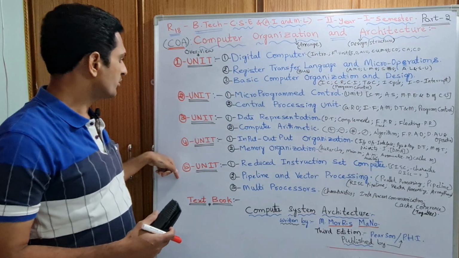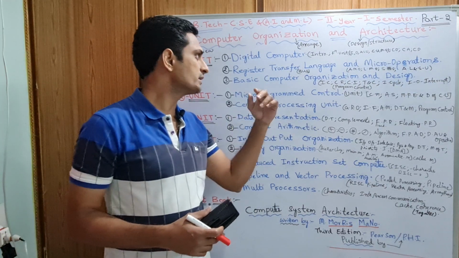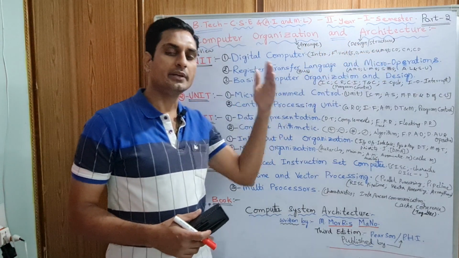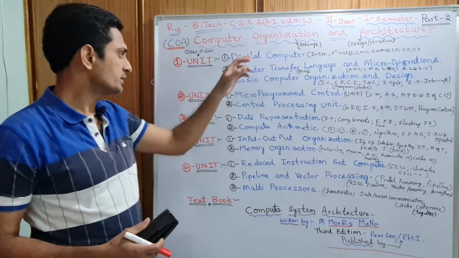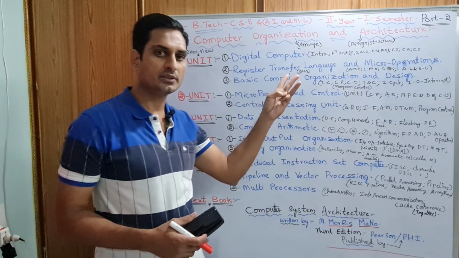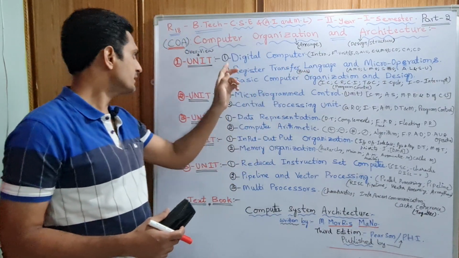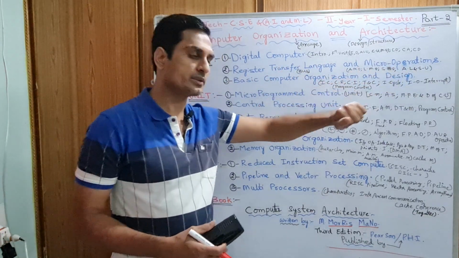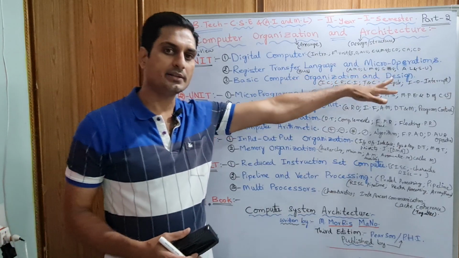Here we are going to discuss the overview of the 5 units. In our previous video, we discussed the introduction and overview of computer organization and architecture as a subject. Now we are discussing the overview of the 5 units. In the first unit we have 3 chapters. The first one is digital computer, the second chapter is register transfer language and micro operations, and the third one is basic computer organization and design.